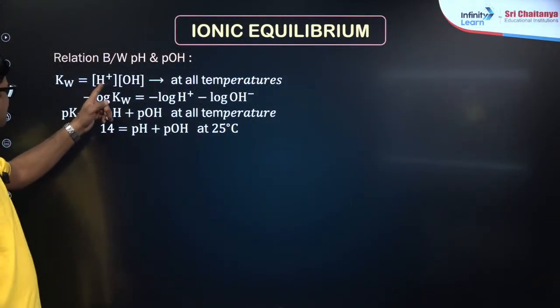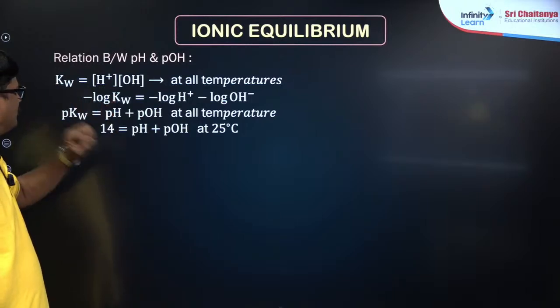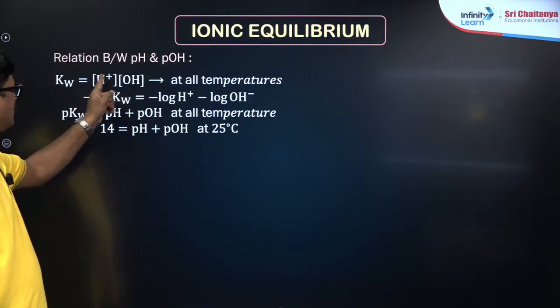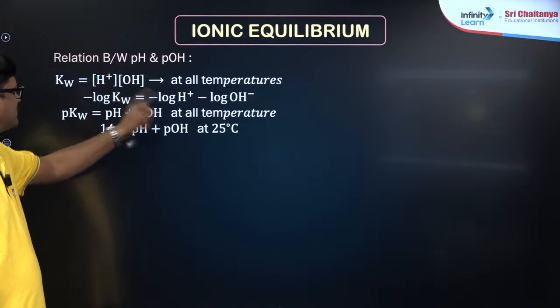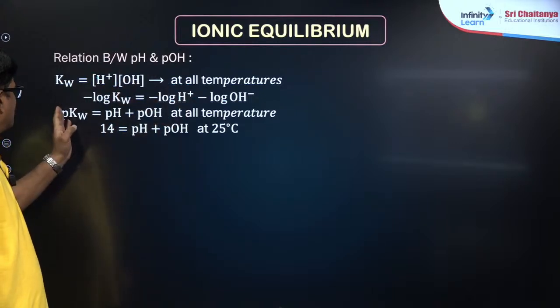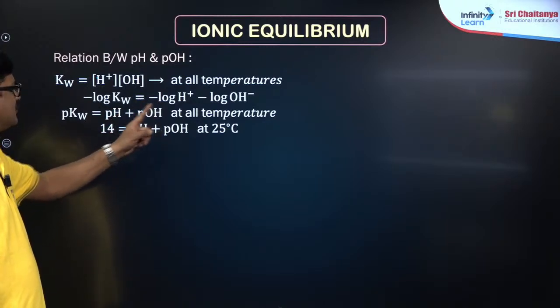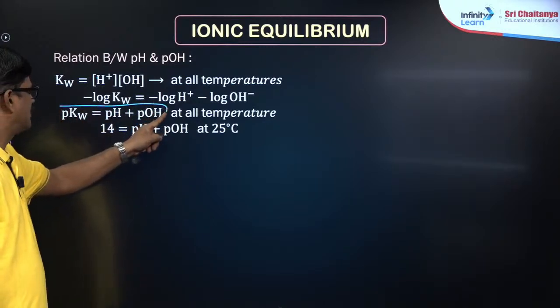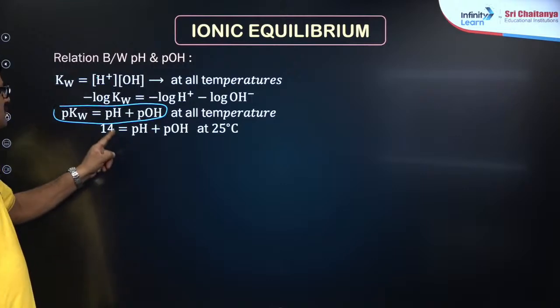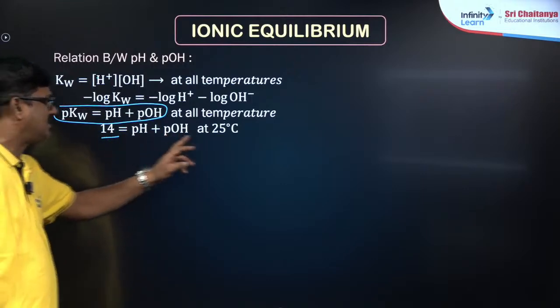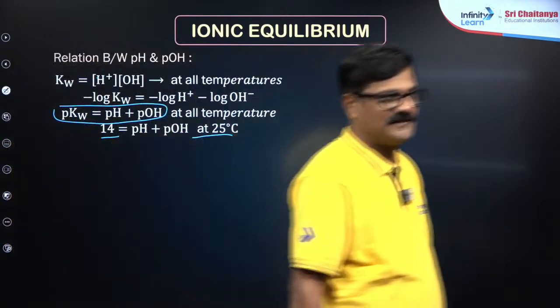So if you take the negative log of Kw, it is going to be negative log of H plus and OH minus. So pKw is equal to pH plus pOH at all temperatures. It is true at all temperatures, so that it is going to be 14 at 25 degrees centigrade.